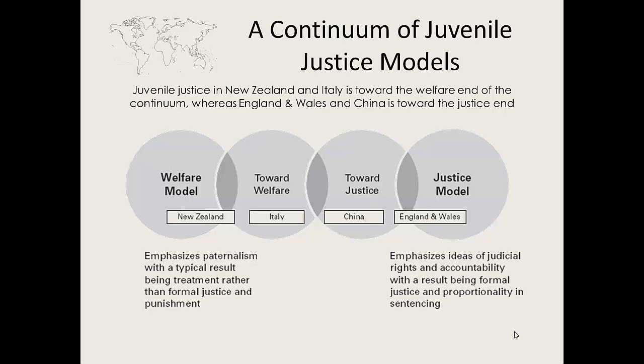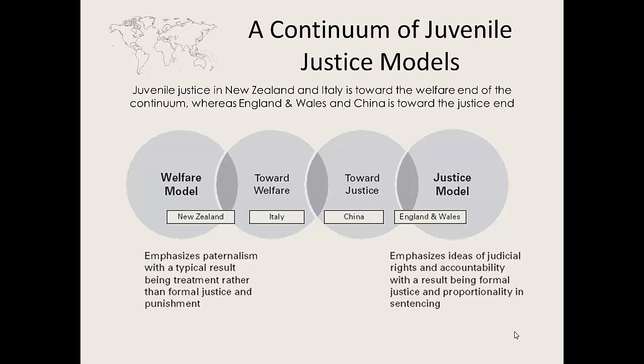And you see here the welfare model at the extreme of the continuum on the left, and the justice model on the right. And following along those continuums are the 4 countries that are used in your textbook to give you an idea of how juvenile justice might be set up. So we have New Zealand as a more clear welfare model example, and we have England and Wales as being a more clear justice model. Falling between those, Italy tends to lean toward the welfare model. China tends to lean toward the justice model.